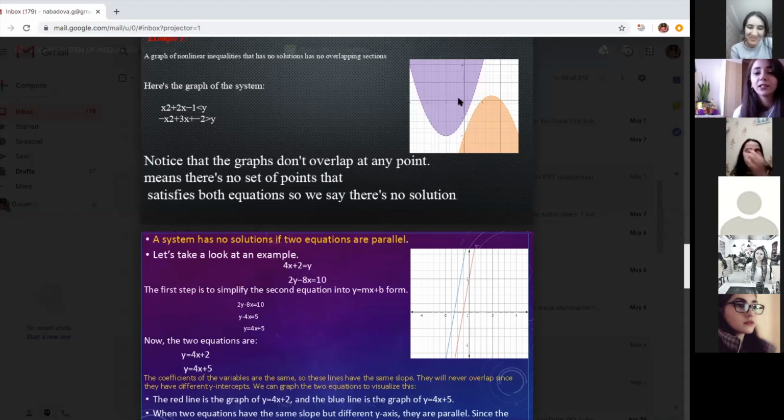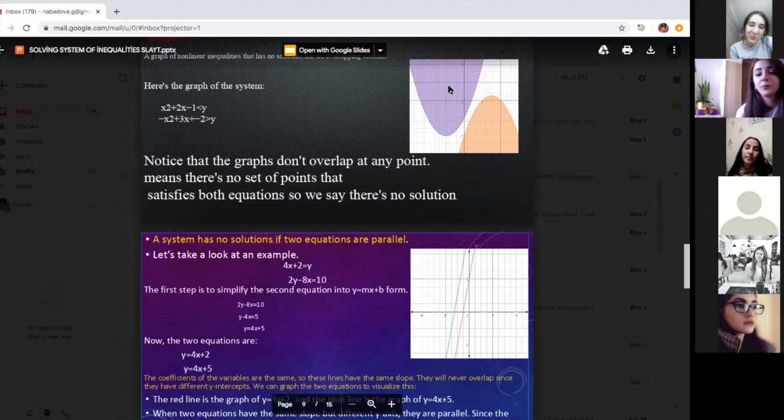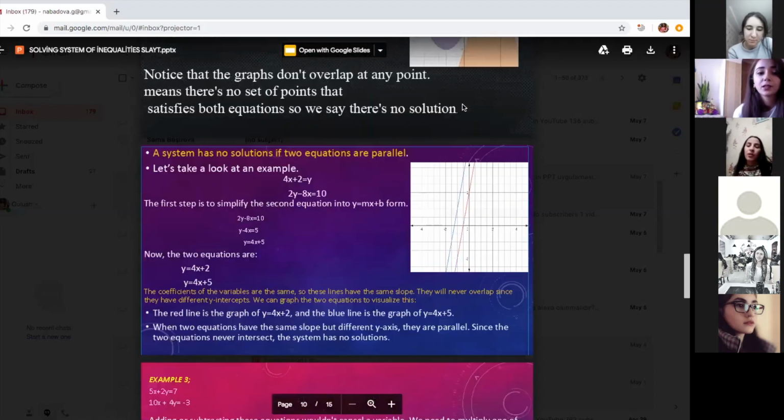As is clearly seen in this graph, these two graphs don't overlap. There is no same point. They don't overlap.